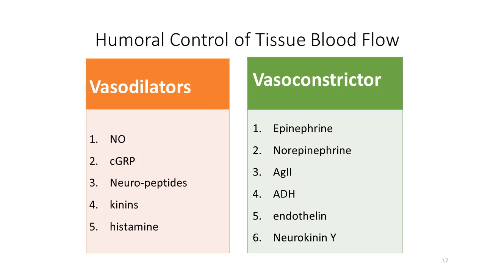So these are the basics of humoral control of blood flow, and some drugs activate these agents or inhibit these agents by acting on their receptors and producing the vasodilatory effect or vasoconstrictory effect. We have many angiotensin 2 or ACE inhibitory drugs, and epinephrine or norepinephrine inhibitory drugs in the clinic.